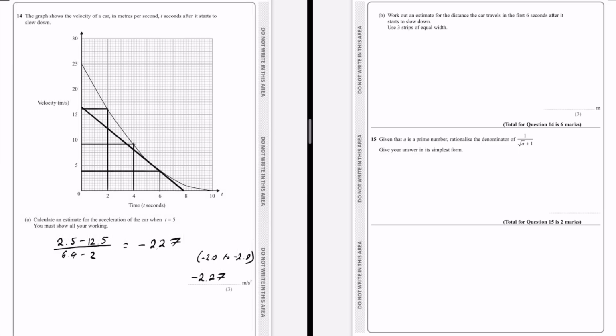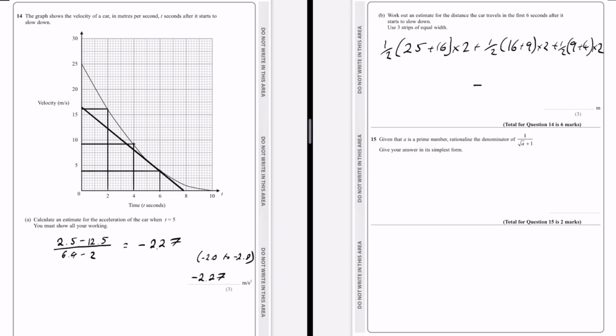adding together 3 trapeziums. The first one on the left between 0 and 2, well, it's got a height of 25 and a height of 16. Obviously the trapezium's on its side, so in the formula the h is going to be 2 there. So a half of 25 plus 16. For the second one it's 16 and 9, and for the third one it's 9 and 4.